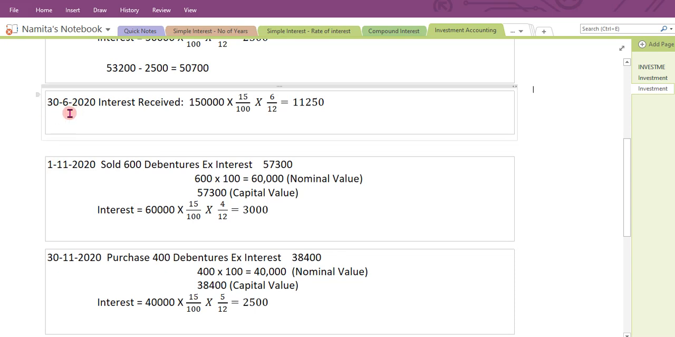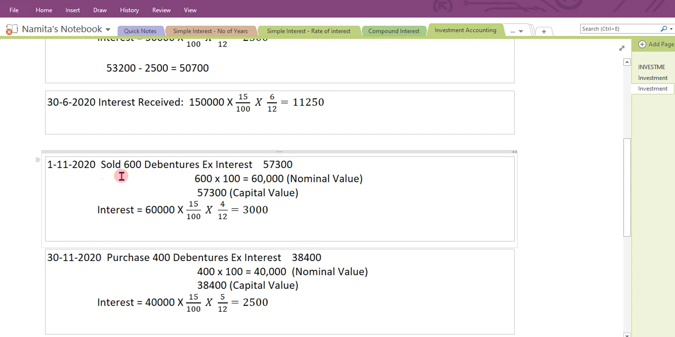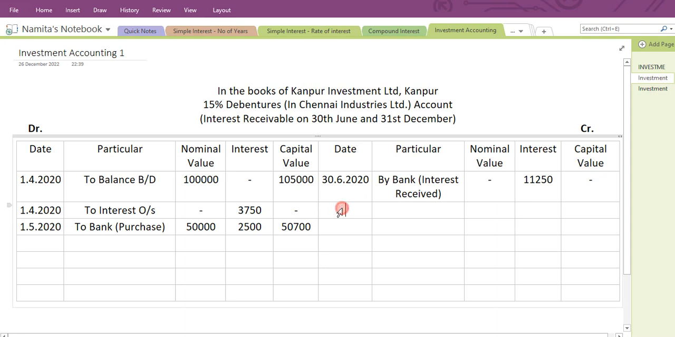See, 30 June month is completed. Next is July, August, September, October, and on 1st November we are selling the debentures. So total 4 months. So how much is the interest? 3,000. Now this entry is of what? Sold, means we are selling debentures. So you will write this entry on the credit side. On which date is the sale happening? 1st November 2020. So by bank, sale. Nominal value is 60,000, because 600 debentures multiply by 100.